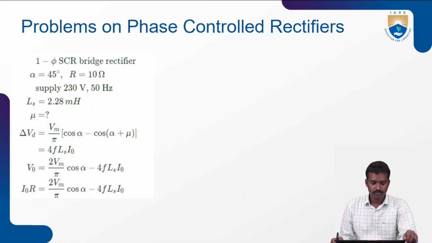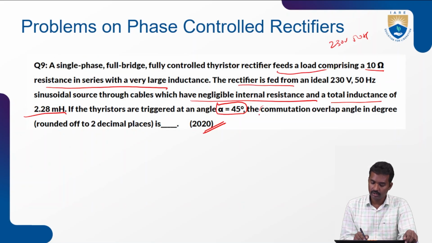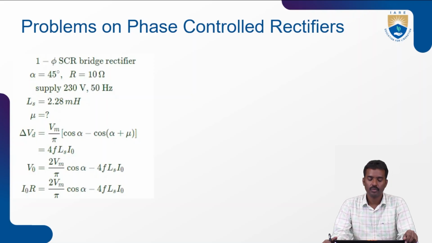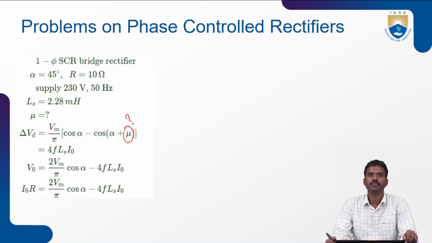So now here, how to calculate this first. This is important, commutation angle. This is alpha, the triggering angle, and this is mu. Mu is the overlap angle, the commutation overlap angle. So now what is the formula? This mu you need to calculate.